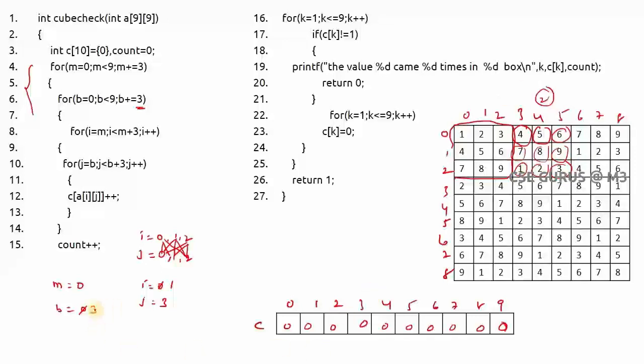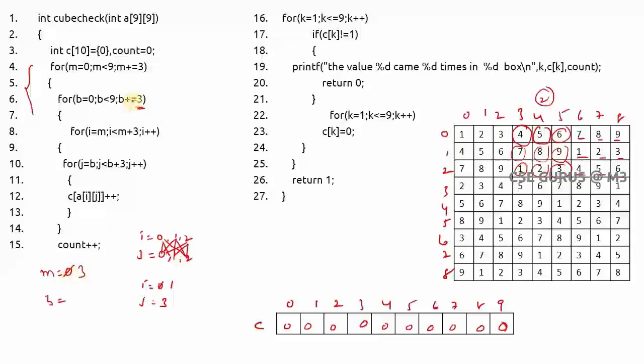So like this, the next b value will be 3 plus 3, which is 6. So it takes this value 0, 6, this part, this part, this part. Like this. So the next b value will be 6 plus 3, 9. You can see, is 9 less than 9? False. Then it comes out of the for loop. Now the m value will be incremented.